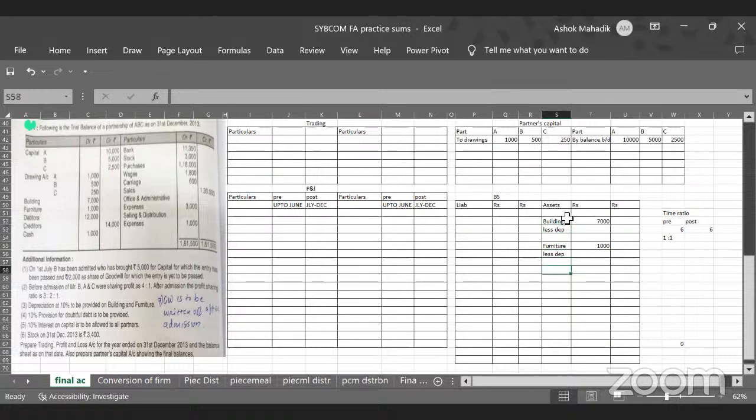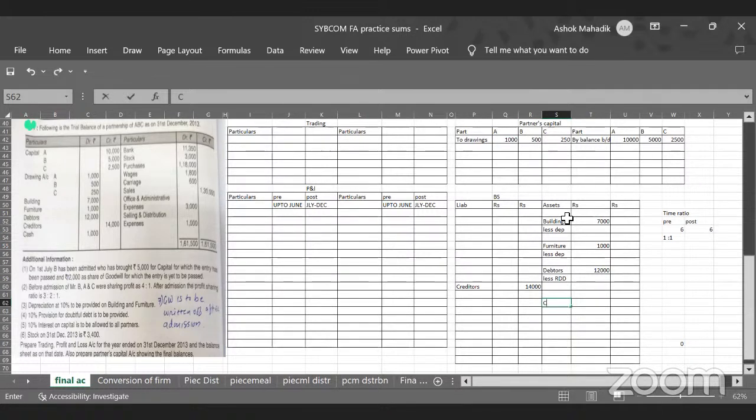Then debtors. The amount of debtors is 12,000. Again, we have to provide RDD on this, so less RDD. Then creditors. Creditors will be on the liability side. I'll write creditors. The amount of creditors is 14,000. This is very similar to your normal final account sum. The only thing is that we have to divide expenses in the P&L account.